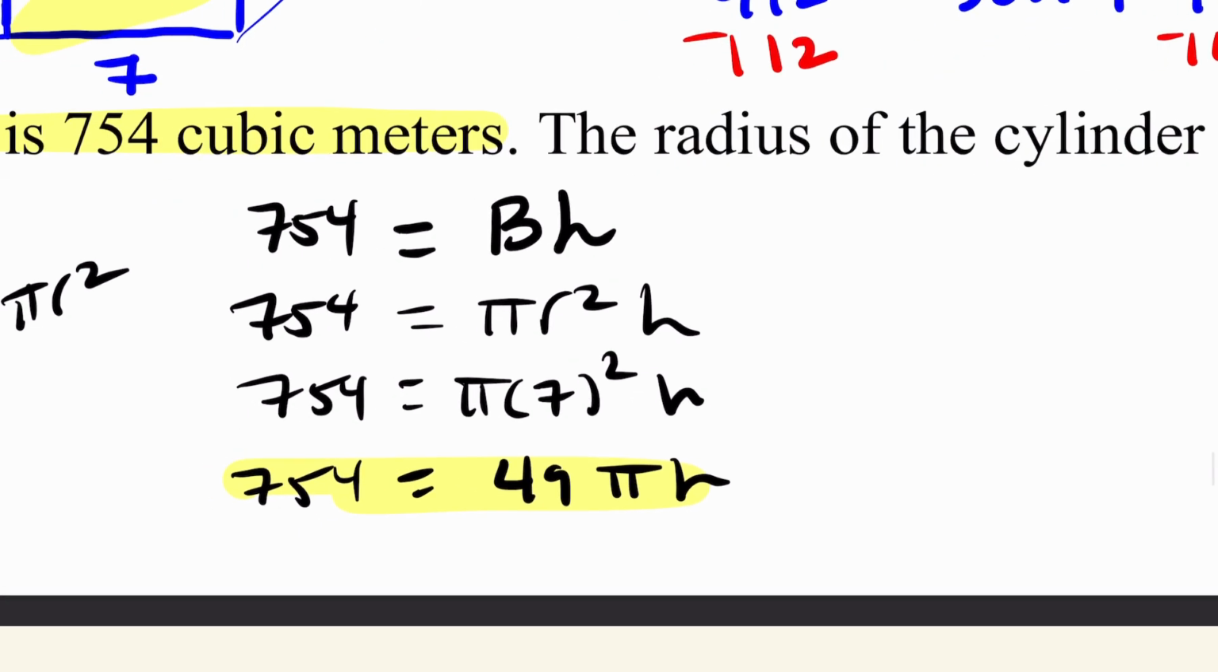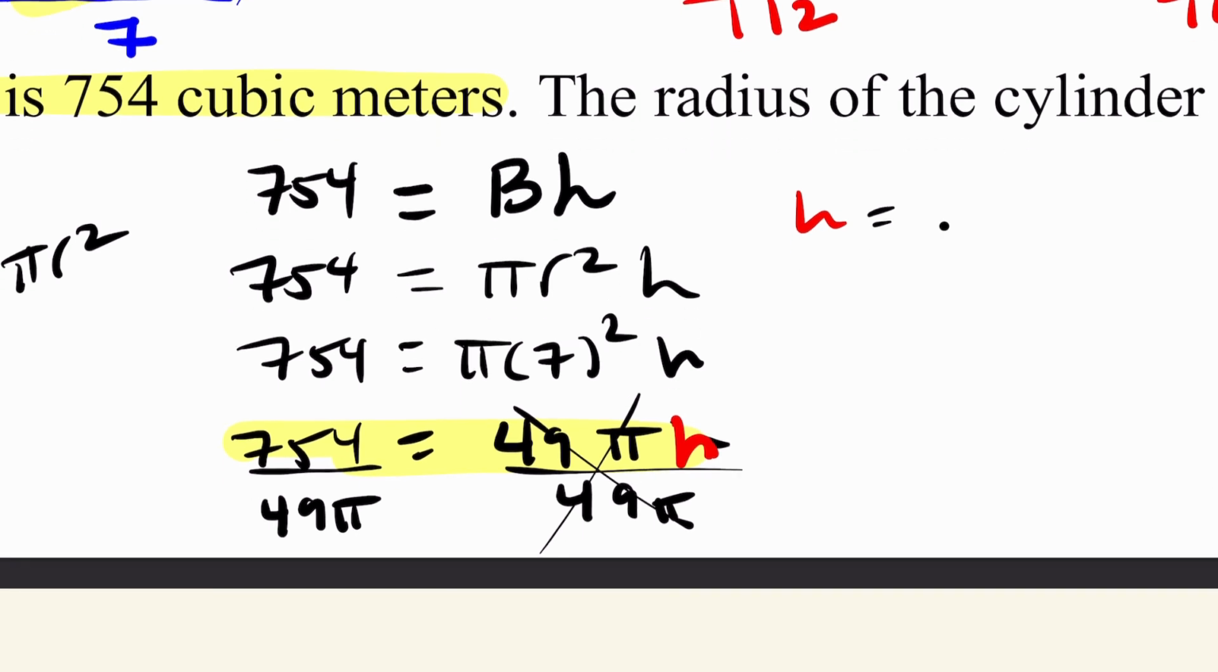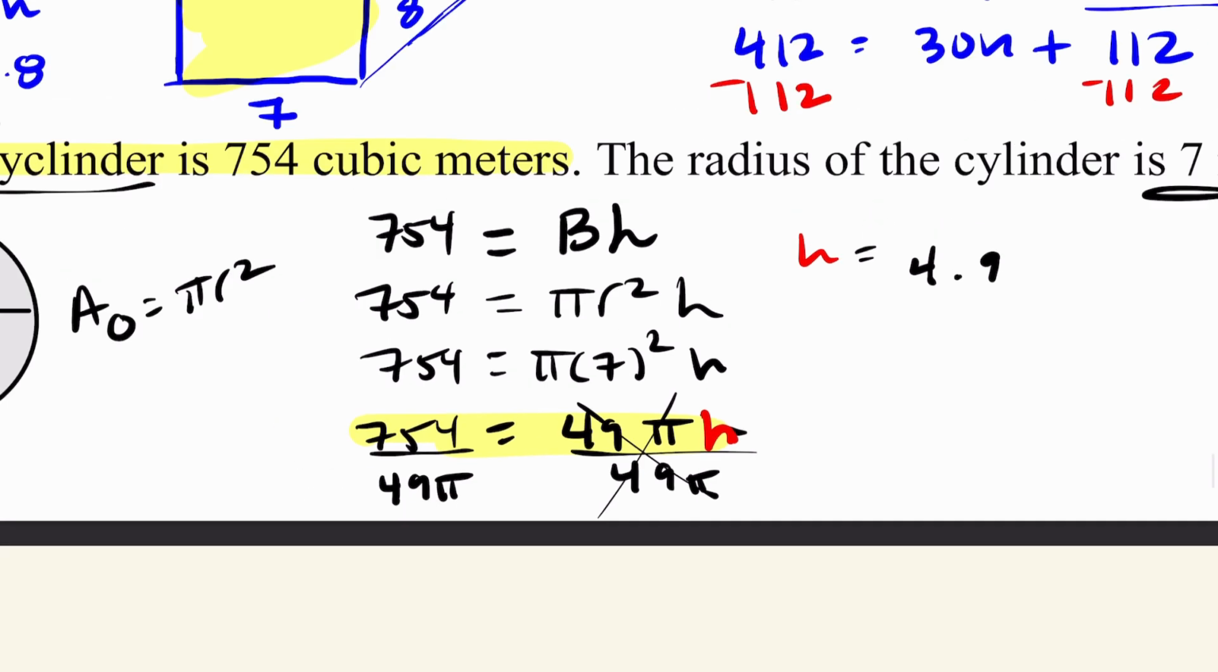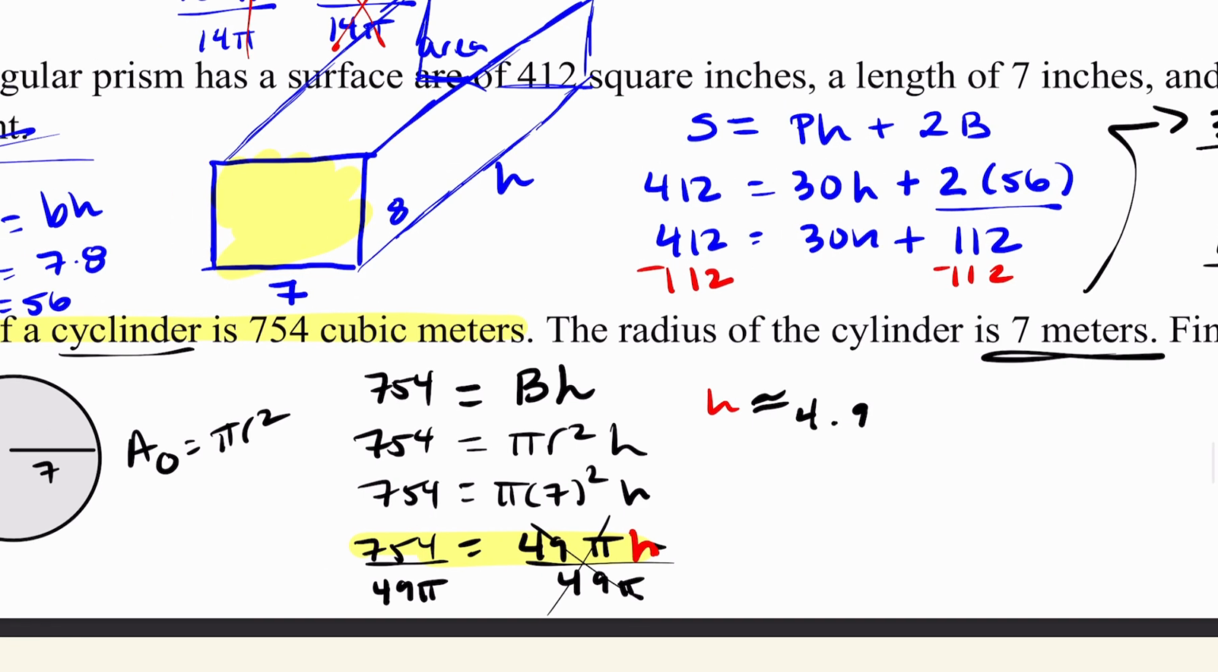So I'm going to go ahead and solve for the desired variable. I want to solve for h this time. So I got to divide both sides by 49 pi. Those will go away. So h is equal to what? I do 754 divided by 49 pi, which is approximately 4.9, rounding to the nearest tenth here. So it's approximately 4.9 meters. And there you go. I am done with the notes.